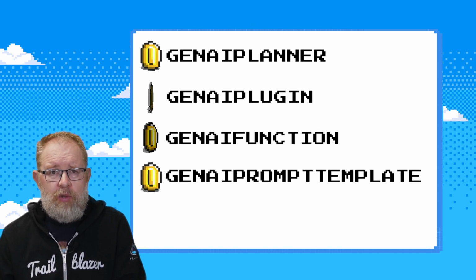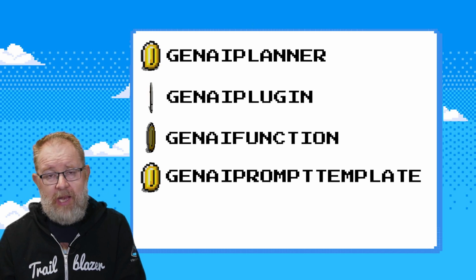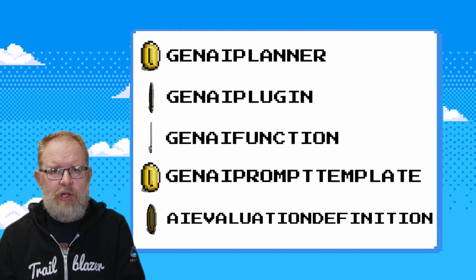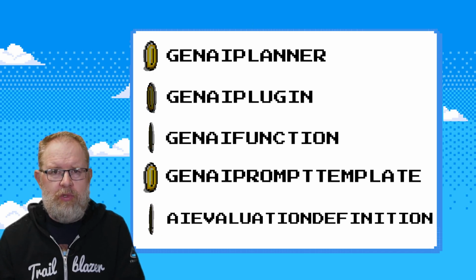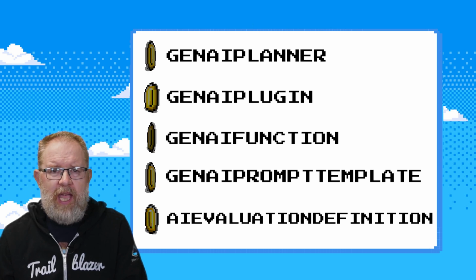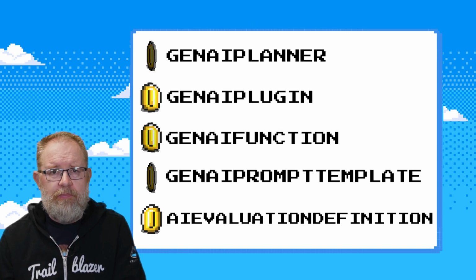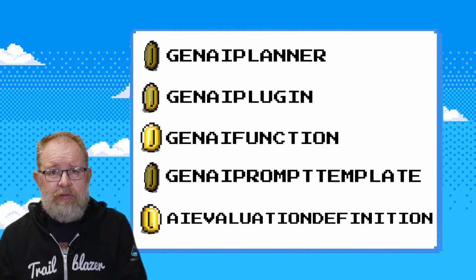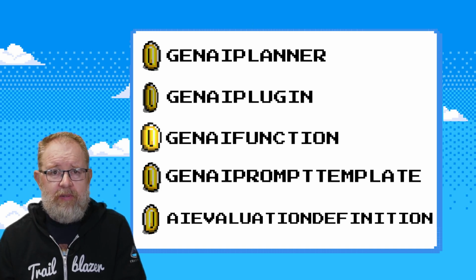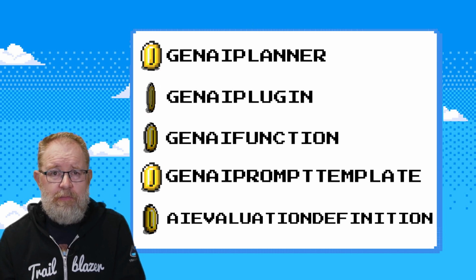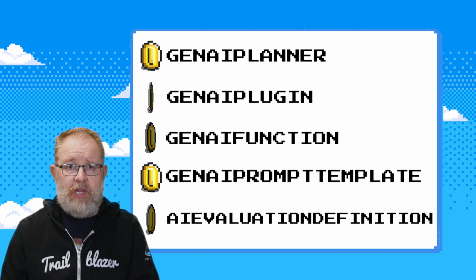And finally, the most underrated hero of this metadata, AI Evaluation Definition. I didn't choose the names. You'll find this in the Agentforce Testing Center. This is where you build test suites to evaluate your agent's performance over time. Because these agents learn from data, their behavior can drift. So testing ensures that they keep doing what you design them to do, even as your org evolves.